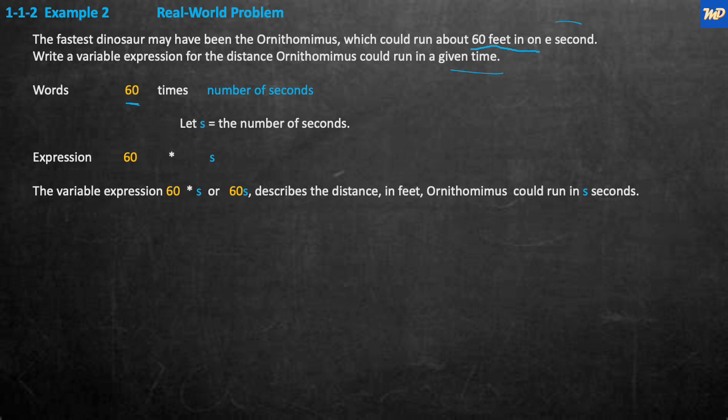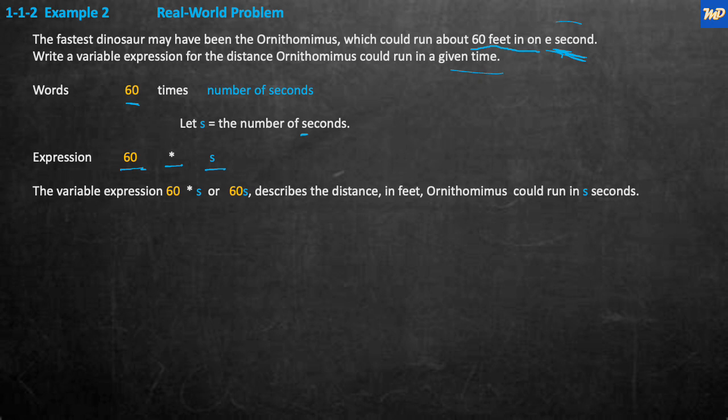Let's look at it. So we're going to let s, remember we said we're going to let s equal something to do with the variable. Well, the variable happens to be seconds. So we're going to use the s. So let s stand for the number of seconds. You don't have to do this, but it helps you to keep the problem straight in your mind when you do that. So now the variable expression is 60 times s. 60 times the number of seconds it runs.